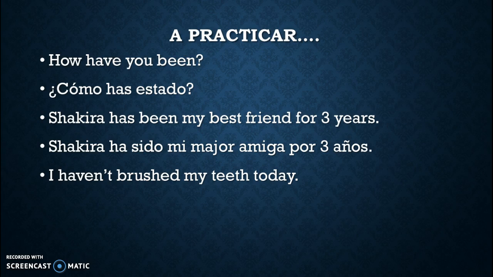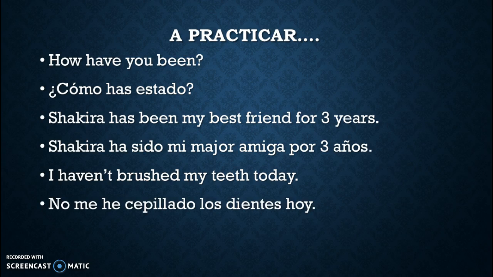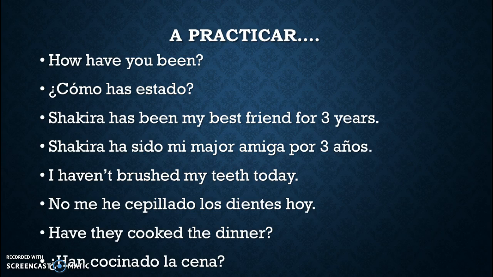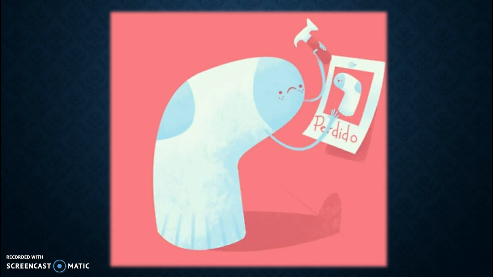I haven't brushed my teeth today. Really think about this one. No me he cepillado los dientes hoy. So notice that I did put this pronoun me before the verb because it's one conjugated verb. He cepillado is one verb. So that goes before the conjugated verb. No me he cepillado los dientes hoy. Have they cooked the dinner? ¿Han cocinado la cena?